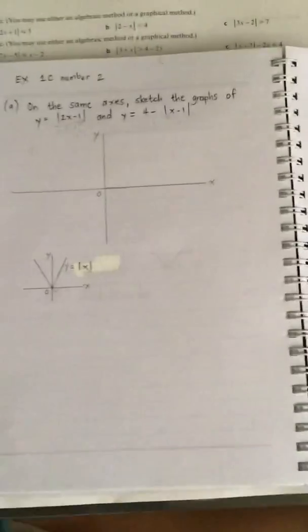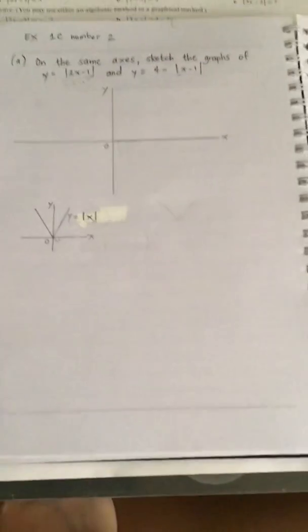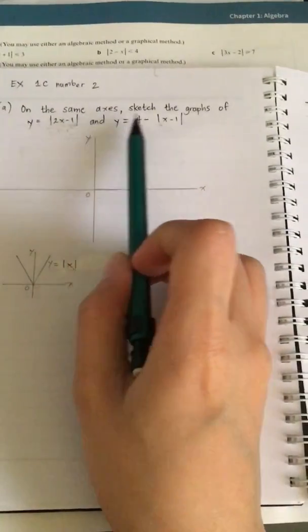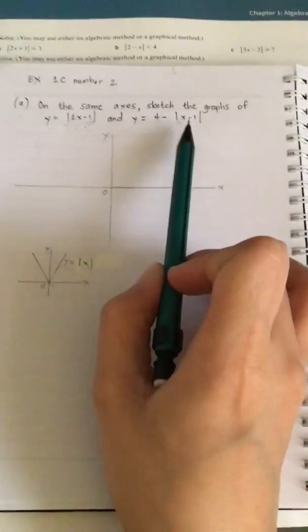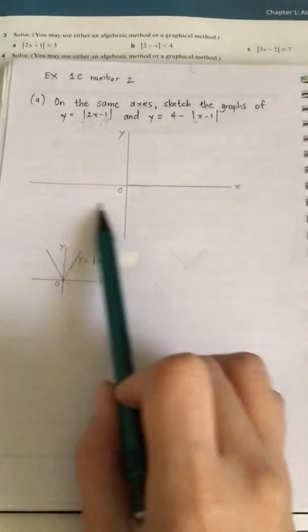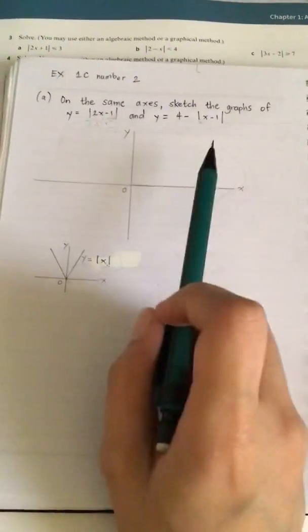This video tutorial is for answering exercise 1C number 2. So let's start with part A. It's asking us to sketch the graphs of these two absolute value functions on the same axis. So this axis is what we will use to sketch these two graphs.